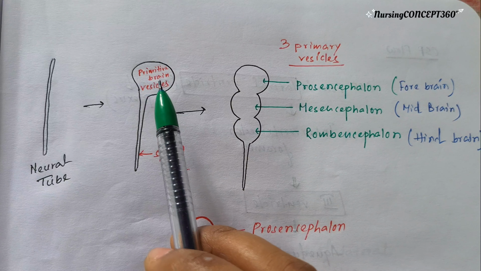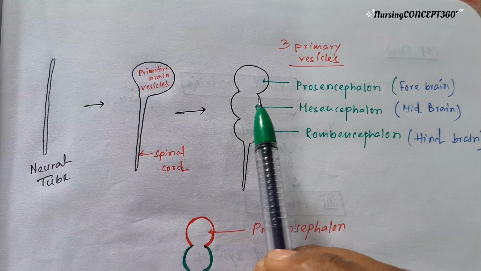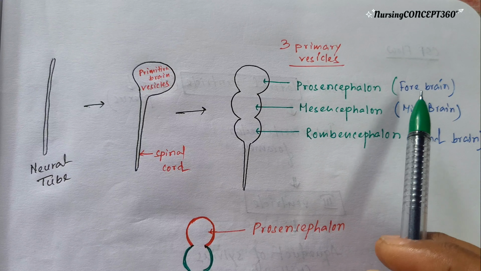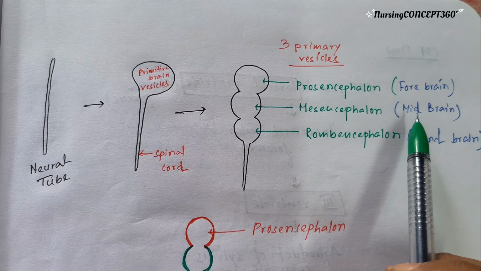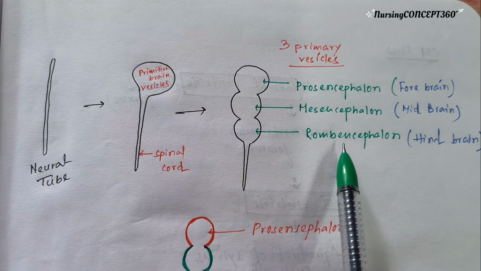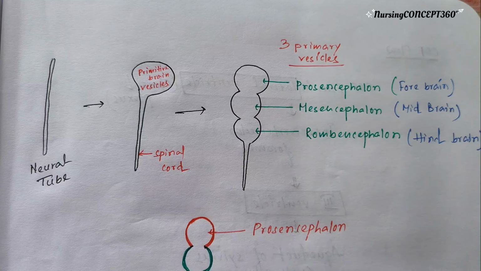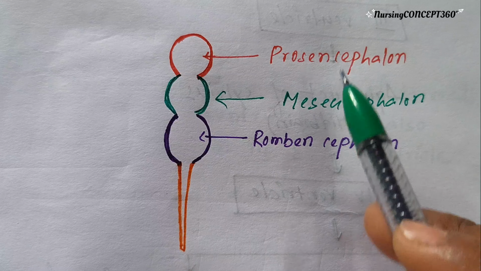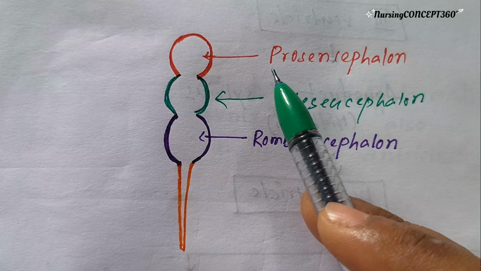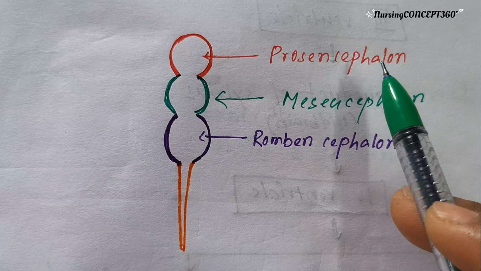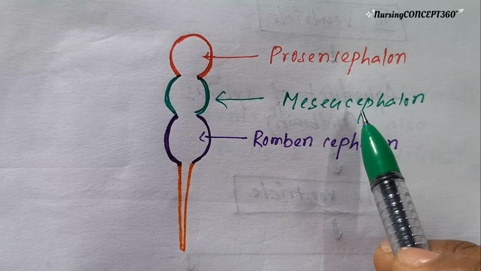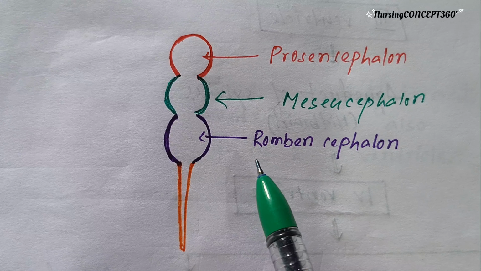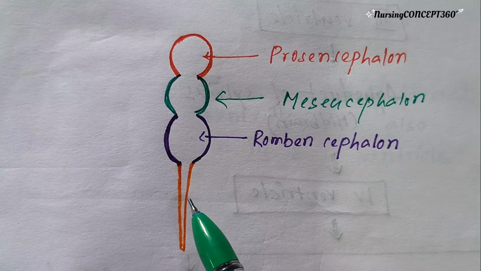Then these primitive brain vesicles differentiate into prosencephalon, that is called forebrain, mesencephalon, that is called midbrain, and rhombencephalon, that is called hindbrain. I am showing here the three parts of the brain in three different colors. Number 1, prosencephalon, that is forebrain; number 2, mesencephalon, that is midbrain; and rhombencephalon, that is hindbrain; and this is the spinal cord.